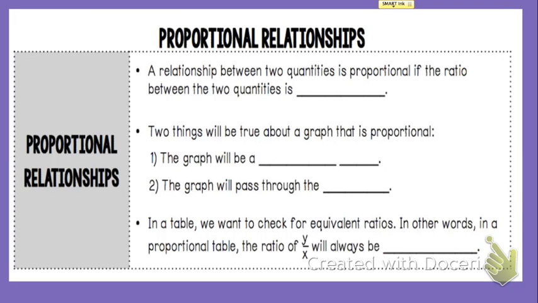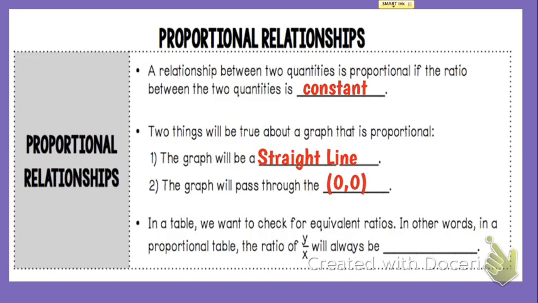Okay, so today we're going to talk about proportional relationships, and this goes back to finding slope on a table. So we're going to use that information that we know how to find slope on a table. A relationship between two quantities is proportional if the ratio between the two quantities is constant, and constant means the same. The two things that will be true about a graph that is proportional is the graph will be a straight line, and the graph will pass through the origin, which is (0, 0).